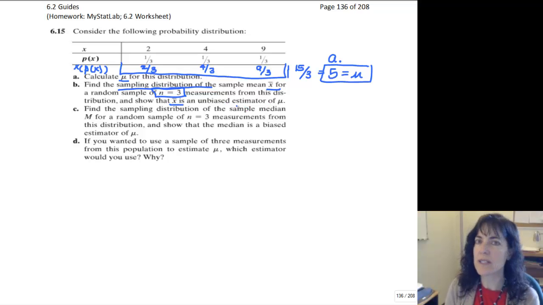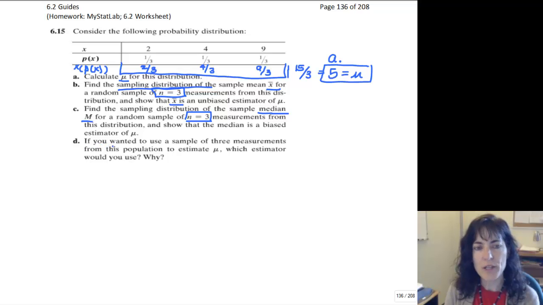So we want to see the sampling distribution, and I'm going to read ahead because on these problems sometimes you're going to have to do a few things, and it's a little easier if you leave space in your tables for it. The next thing I'll have to do is find a sampling distribution of the sample median m for a random sample of n equals 3, so that's the same size as we had before, n equals 3 measurements from this distribution, and show that the median is a biased estimator of mu.